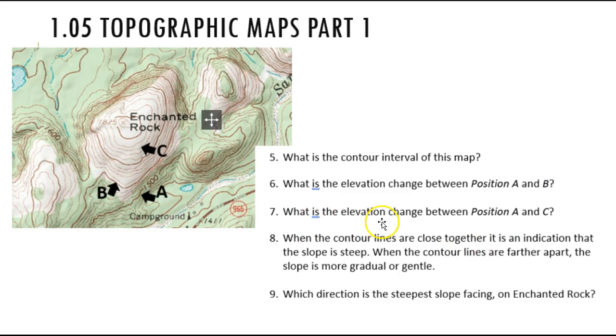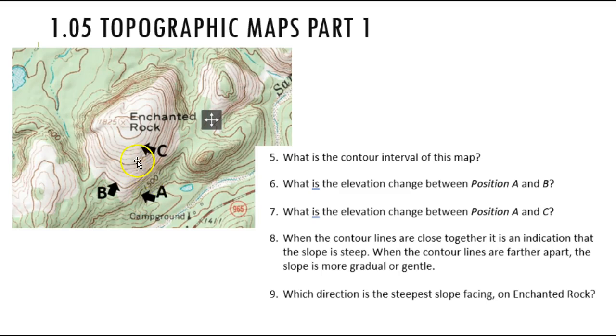What is the elevation change between position A and C? Okay, this is a little trickier. You found a contour interval, and what you have to do is count by that contour interval. Let's count how many lines are between A and C. I'm going to give you a little hint, okay? Right here, this is 100. We know between these index lines, that's 100.